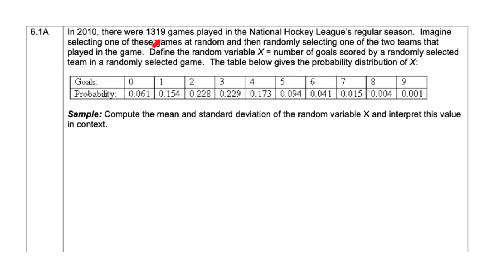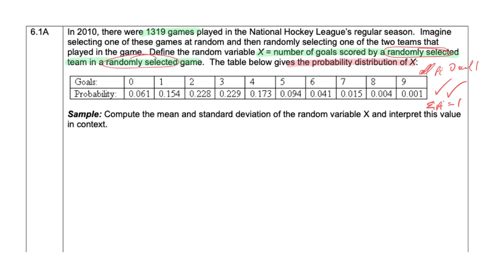Speaking of calculating, here's our hockey example again, okay? So let's highlight the important information. 1,319 games played in the regular season. X equals the number of goals scored by a randomly selected team in a randomly selected game. Now, if you notice, these words are important to say. The table below gives the probability distribution. We know that it's legit because each one is between 0 and 1, and also they sum to 1. So all p_i between 0 and 1, and the sum of the probabilities equals 1.